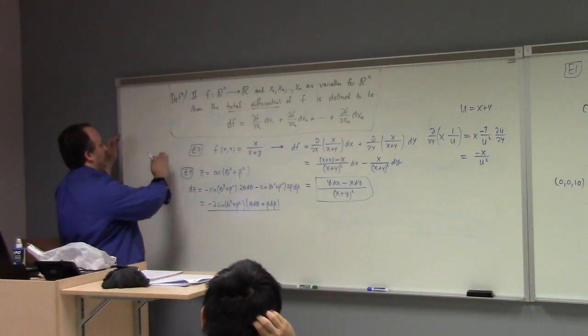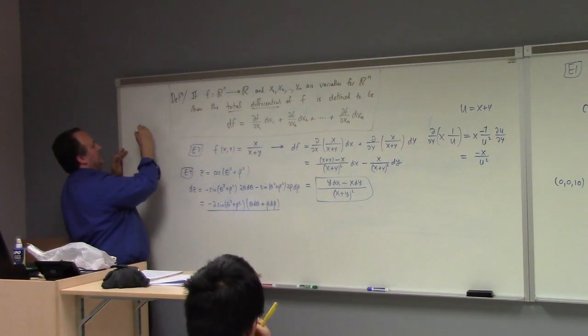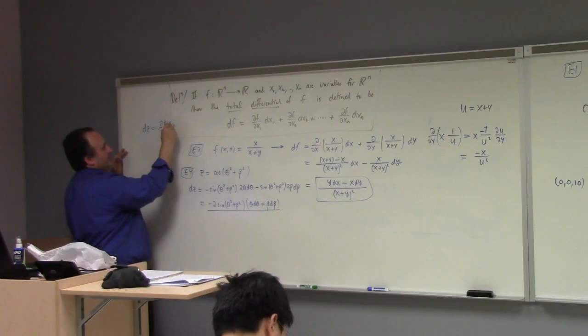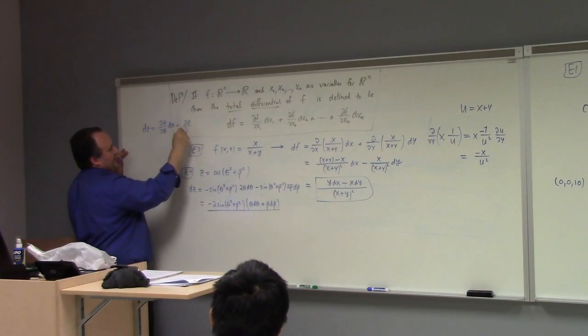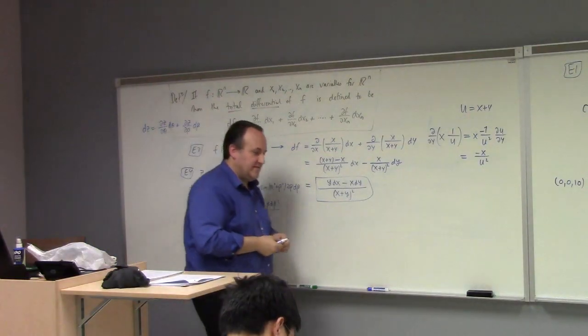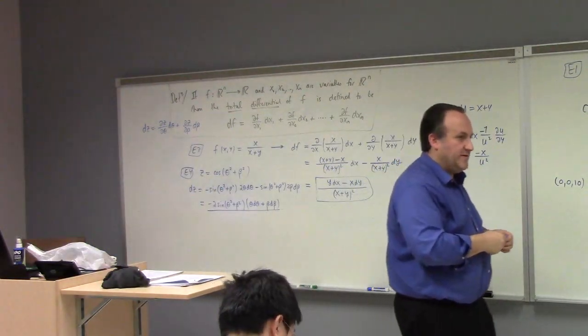If you're not following what I'm doing, I'm suggesting that in that context dz is partial z partial theta d theta plus partial z partial beta d beta. That's how that works. Since z is a function of theta and beta, that's the total differential.